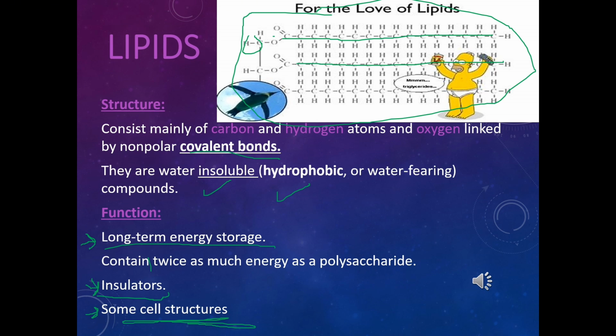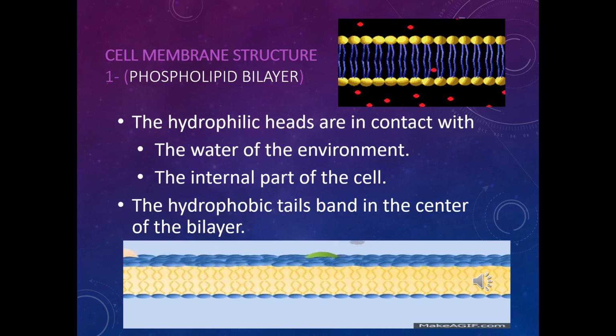Number three, it is involved in some cell structures, and we'll be talking about some examples of these cell structures. The main constituent of the cell membrane is the phospholipid bilayer. This is one unit of the phospholipid bilayer. It is made of a head and two tails. The head is hydrophilic, and this one is the tail, that is made of fatty acids, and it's hydrophobic.